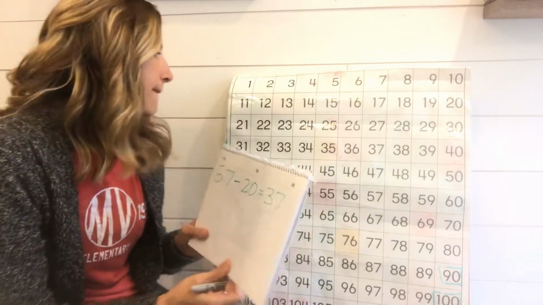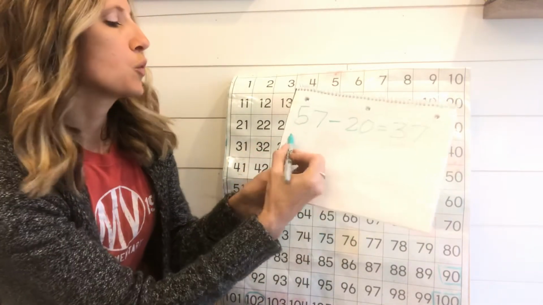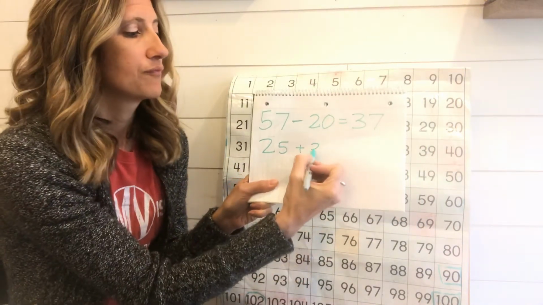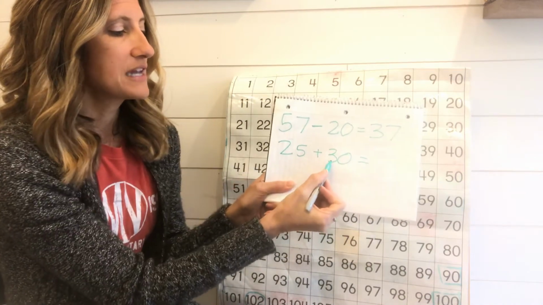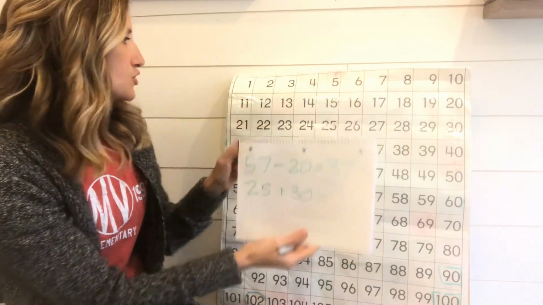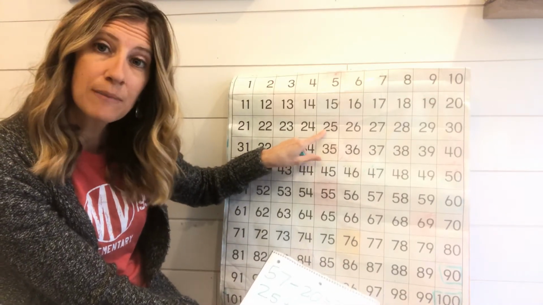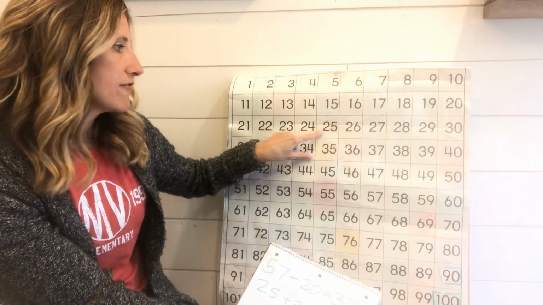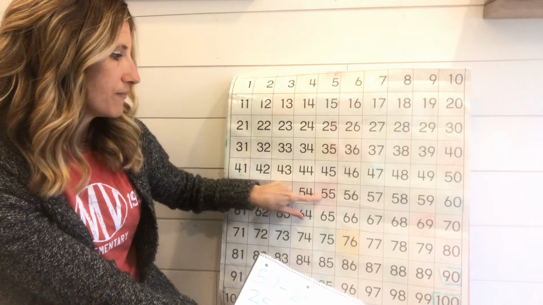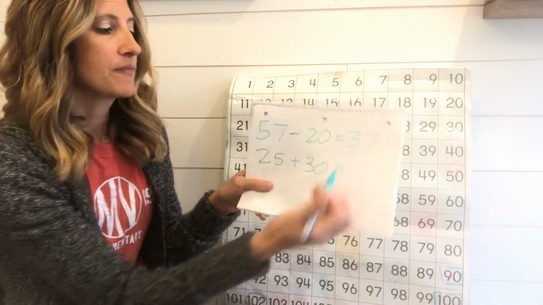Let's try an addition one. So let's start at 25. So let's do 25 plus 30. So we're adding 3 10s to this 20. So 25 plus 30. So we need to go down because our number is getting bigger. So we're at 25, we need to add 30, 10, 20, 30. We land on 55. So 25 plus 30 equals 55.